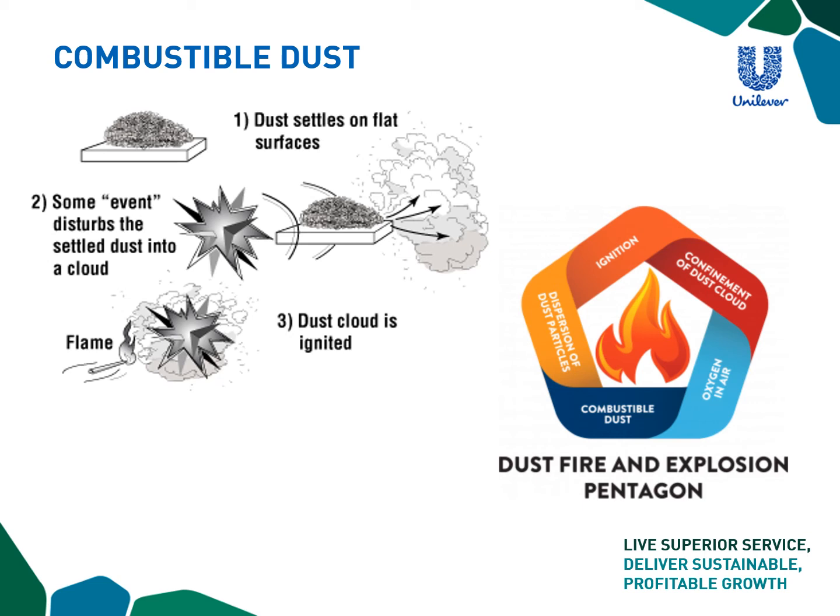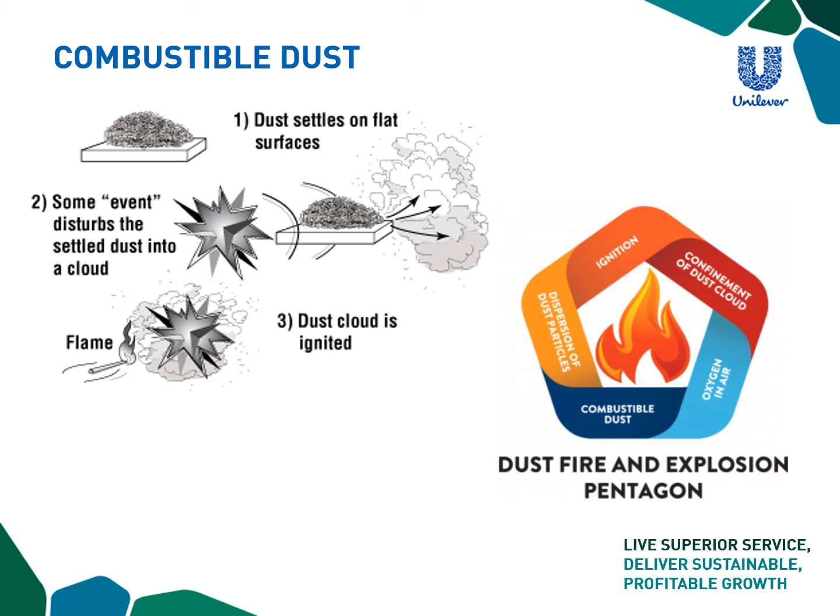Basically, you also need all the 5 elements in the dust, fire, and explosion pentagon pictured here to have a combustible dust explosion. The first 3 elements are needed just to generate a fire: combustible dust as the fuel, an ignition source, which would be the heat, and then the oxygen in our air, which would be the oxidizer. An additional 2 elements must be present for a combustible dust explosion. Number 4, dispersion of dust particles in sufficient quantity and concentration. And number 5, confinement of the dust cloud.